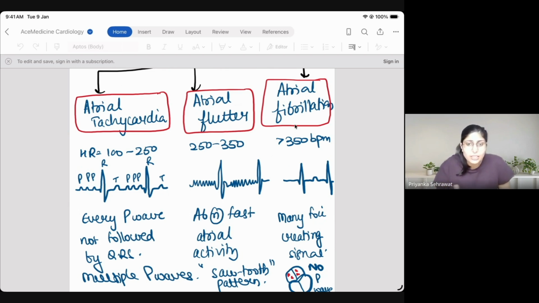Atrial fibrillation is when many foci are creating that signal. Many foci, multiple ectopics in the atrial muscle. So there is no single current that leads to contraction of the atrium. So there is no atrial systole. If there is no atrial systole, we do not find any P wave. But then the AV node or the bundle of His starts acting as a pacemaker and gives rise to QRS waveform. We do not find any P wave in cases of atrial fibrillation.